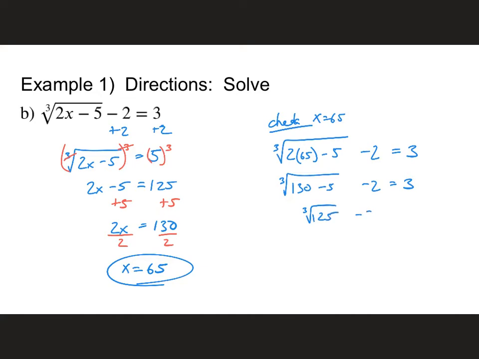So we have the third root of 125 minus 2. The third root of 125 is 5. And 5 minus 2 does, in fact, equal 3. So again, we can be confident that x equals 65 is the right answer.